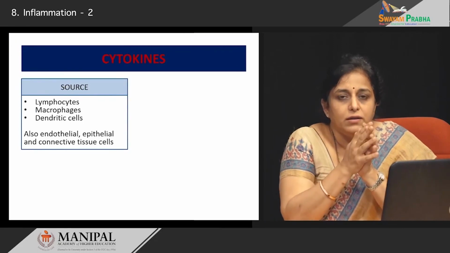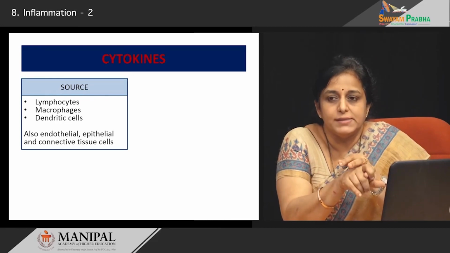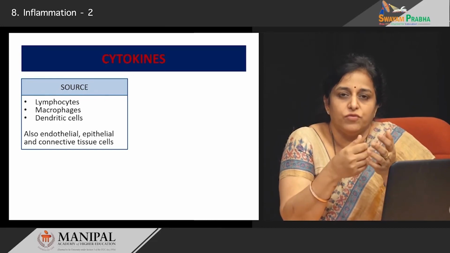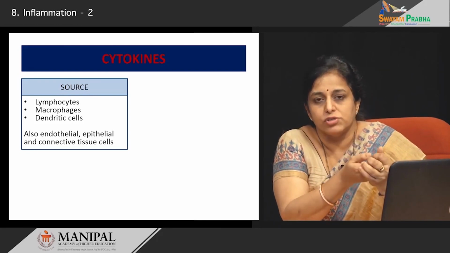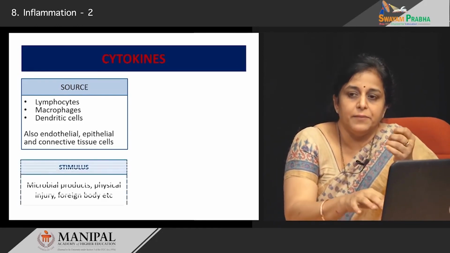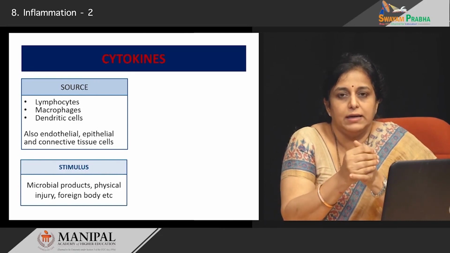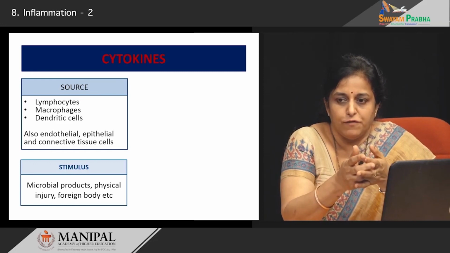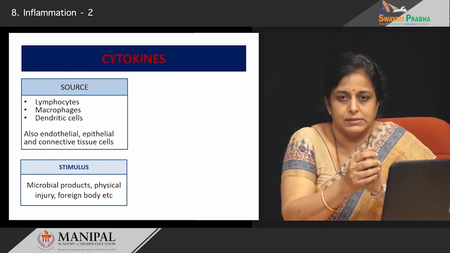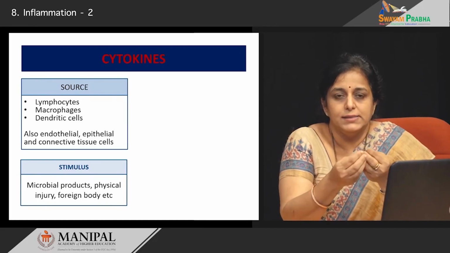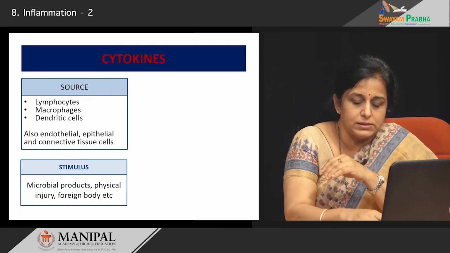Now, as we learned, the source of cytokines could be lymphocytes, macrophages, dendritic cells, while to some extent it is also produced by endothelial cells, the connective tissue cells and the epithelial cells. And what causes release of cytokines by these cells? It is the microbial products itself, or when you have a tissue injury releasing certain substances or a foreign body, these act as a stimulus causing these various cells to release cytokines.